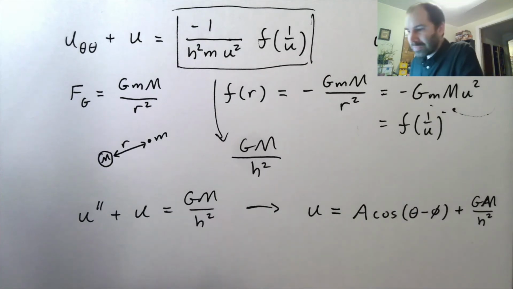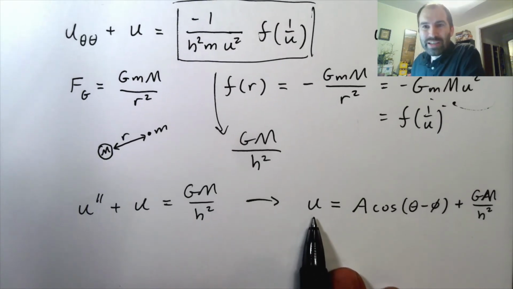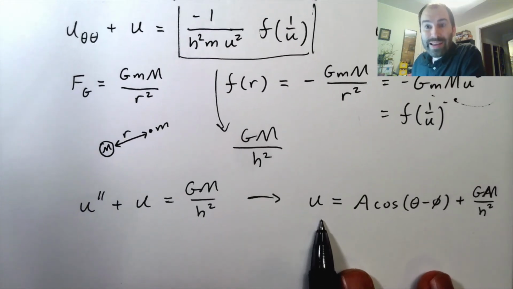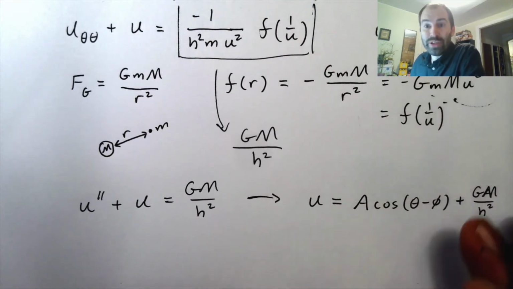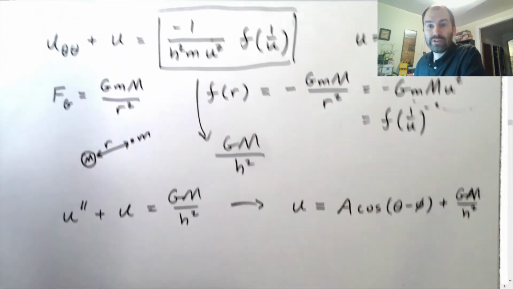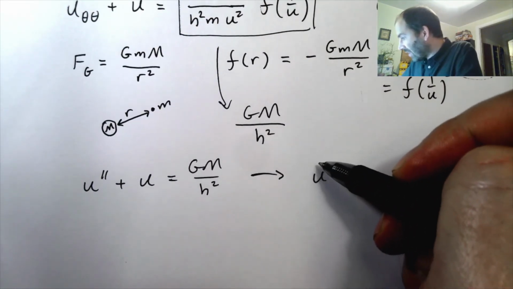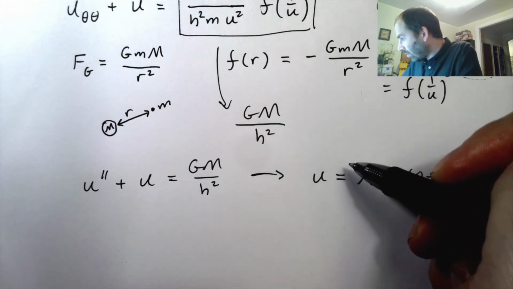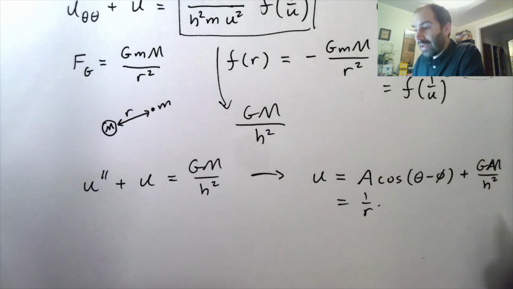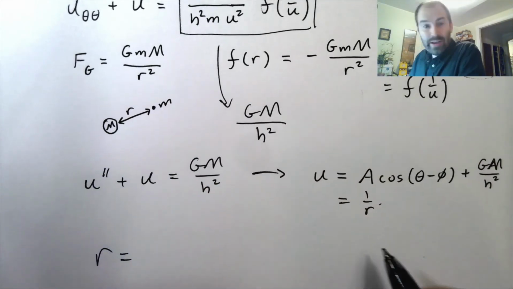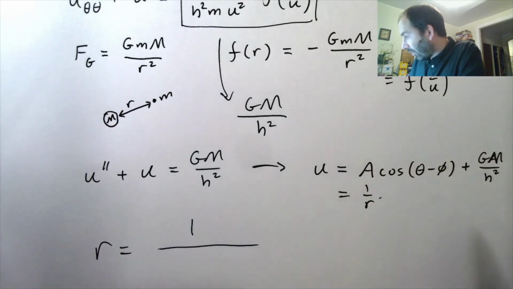So what can we do with this? Well, remember that what we're really interested in is r. We want to know what the radius is at any given time. So let's get this back in terms of r. Well, u is 1 over r, so let's get that in here. So this is the same as 1 over r. So just reciprocate both sides, and you can write r as 1 over this stuff.